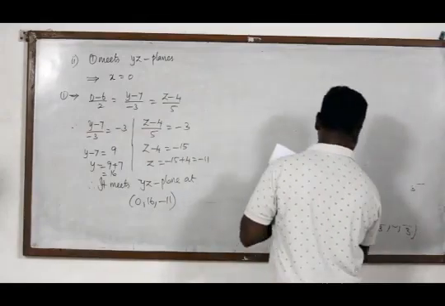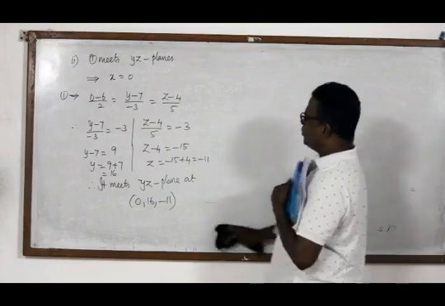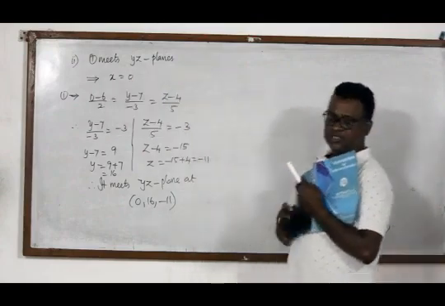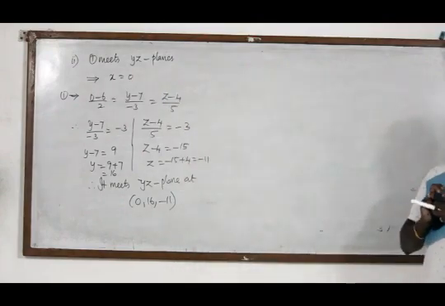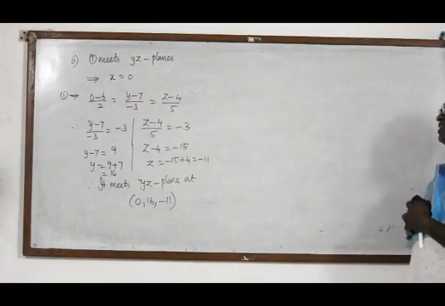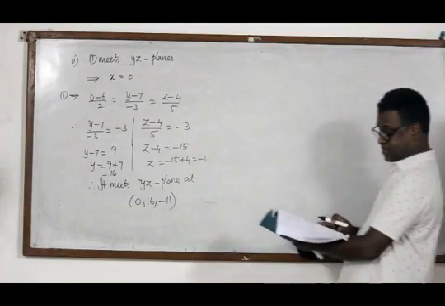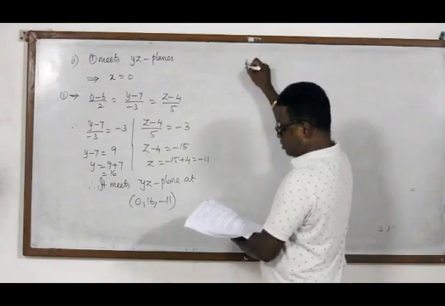So after finding the line, if you put y is a plane means x is 0, you will get the other point. Whichever is missing, for that if you put 0, you will get the point. Now problem number 4.